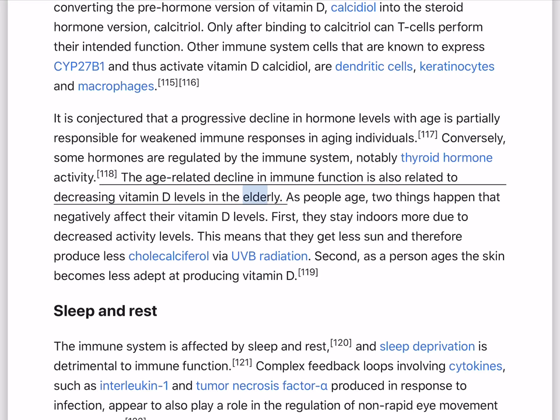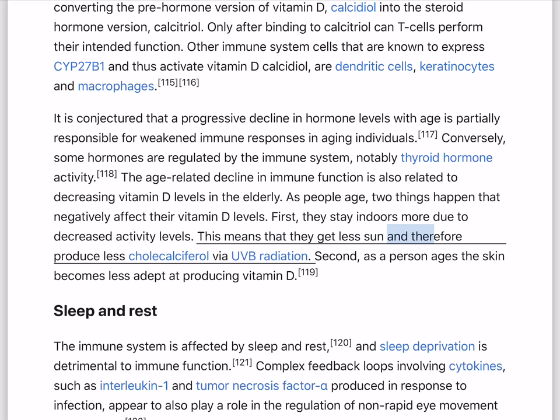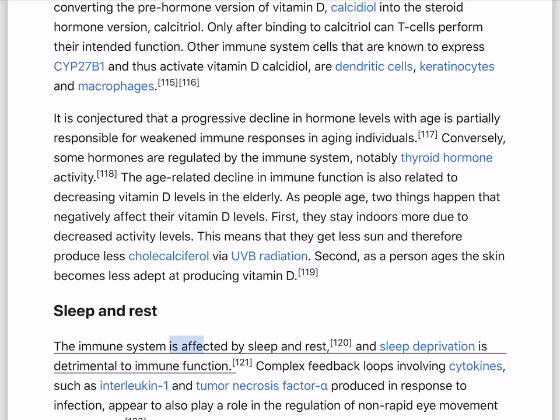As people age, two things happen that negatively affect their vitamin D levels. First, they stay indoors more due to decreased activity levels. This means that they get less sun and therefore produce less cholecalciferol via UVB radiation. Second, as a person ages, the skin becomes less adept at producing vitamin D. Sleep and rest. The immune system is affected by sleep and rest, and sleep deprivation is detrimental to immune function.